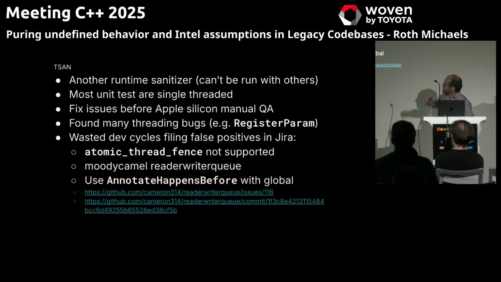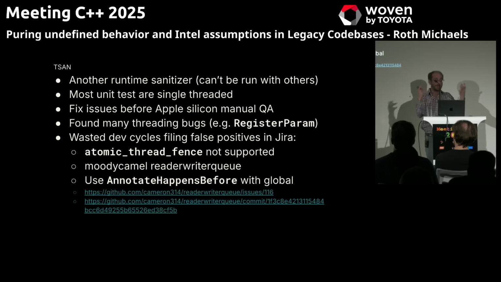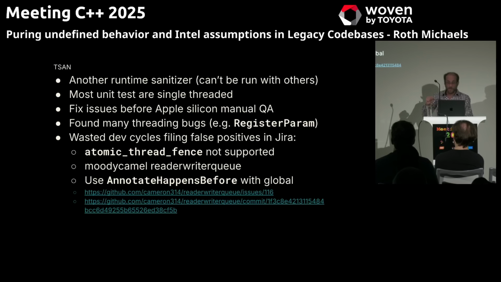So we decided instead of starting with manual QA and just looking for bugs on ARM, which might be a waste of human effort, to start with using Thread Sanitizer to smoke out any of the issues that might exist in our code base first, before we handed it off to manual QA to qualify that our products work on Apple Silicon. So again, this is another runtime sanitizer. For various reasons I don't fully understand, not all sanitizers can run together. So ASAN and UBSAN can work in one build, TSAN cannot.